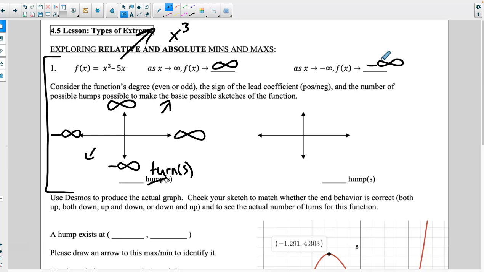Now when we get to how many turns there are, well, degree 3, what are the possible number of turns for a degree 3? Not 1 and 2. 2 and 0. So I could have 2 turns. So it could look like this, or it could look like that.